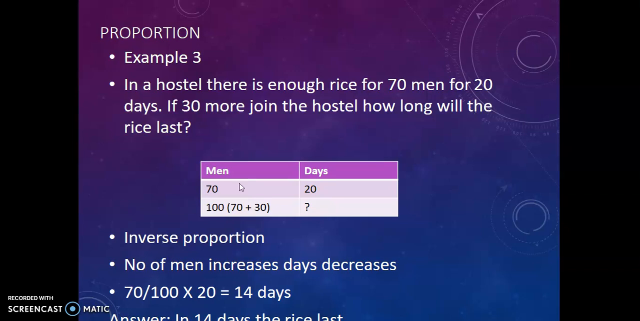So first we have to find out whether it is a direct proportion or indirect proportion. So men increased from 70 to 100. So as men increase, the number of days decreases. So it is an example of inverse proportion. So 70 by 100 into 20, 14 days. So the answer is 14 days. 100 men can consume the rice for 14 days.